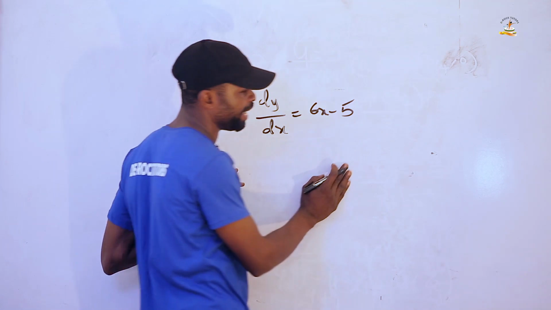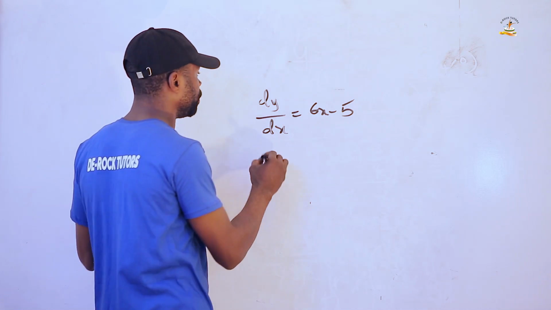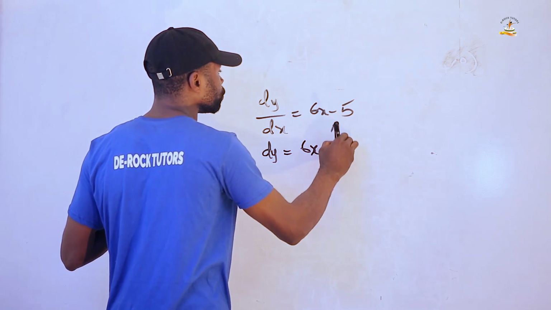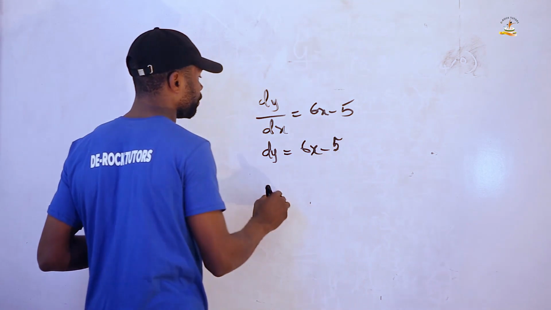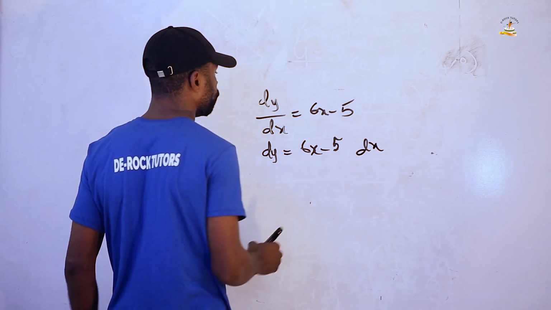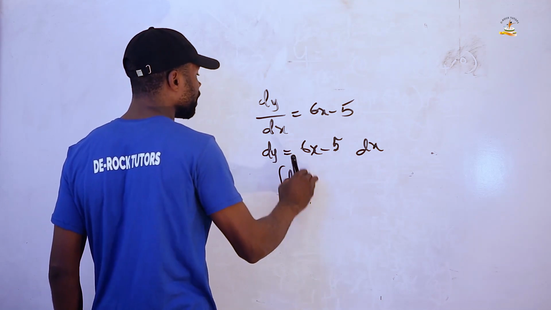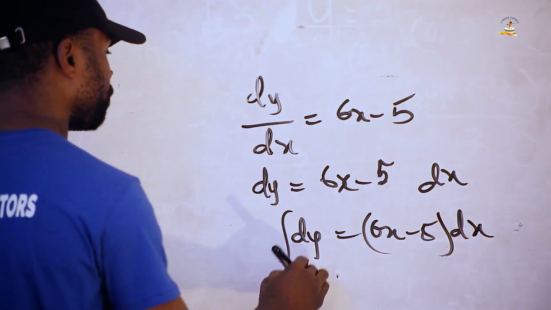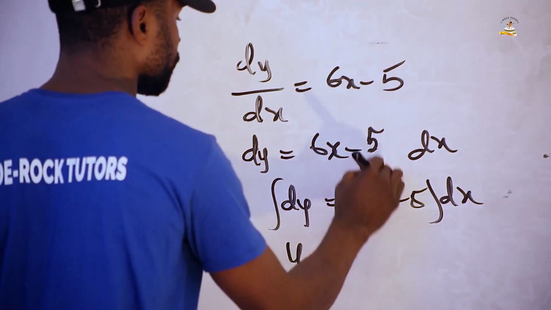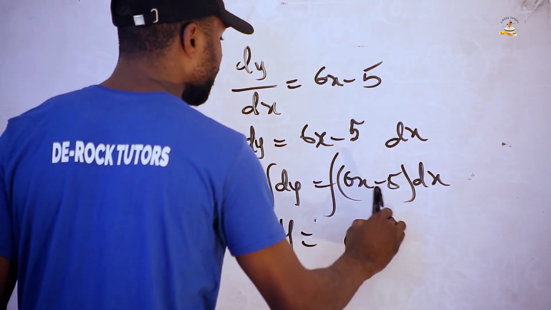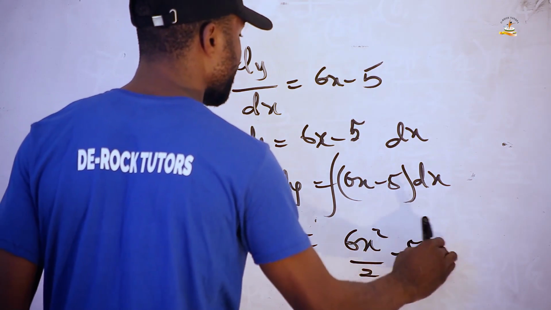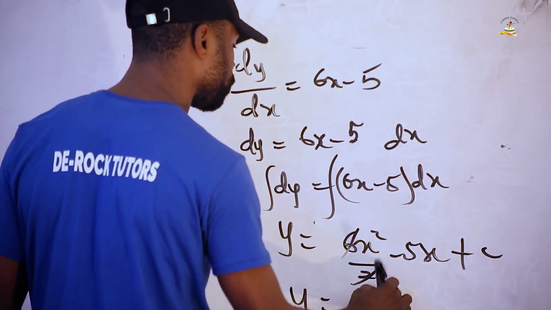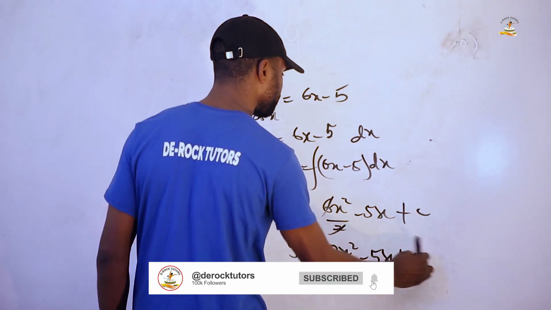What I expect you to do here is to integrate. You have dy/dx equal to 6x minus 5. We integrate the integral of 6x minus 5 dx. Therefore, this will give us y equal to 6x squared over 2 minus 5x plus c. This will give us y equal to 3x squared minus 5x plus c.